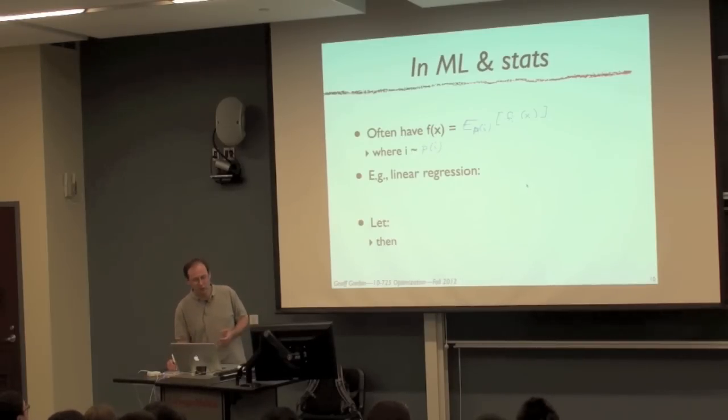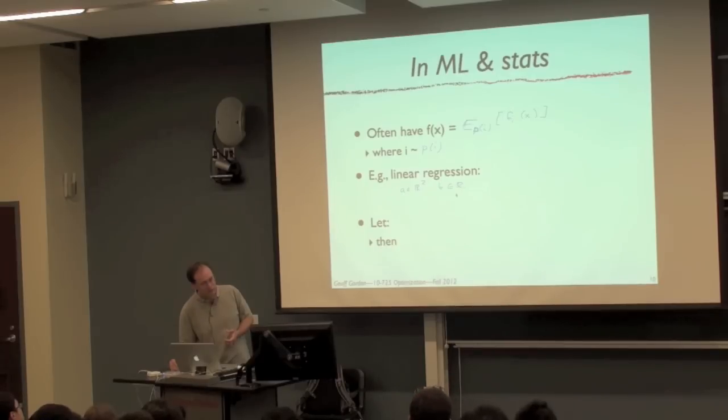An example of this is linear regression. If we have some vector a in R^n, some constant, or scalar, b in R, we could have (a dot x minus b) squared as our objective, and then we take the expectation over all possible choices of a and b. That would be a linear regression problem.